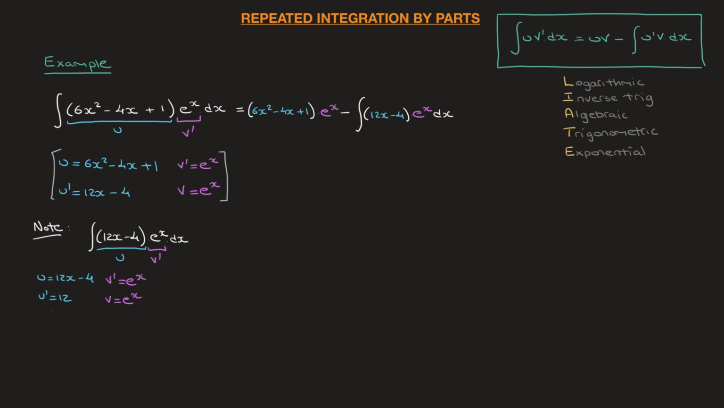And consequently, the integral of (12x − 4) times e^x is equal to, well, u times v, so that's (12x − 4) times e^x, minus the integral of u' times v, so that's 12 times e^x. That's 12 times e^x. There we go. And looking at this integral, we'll have no trouble taking care of it.